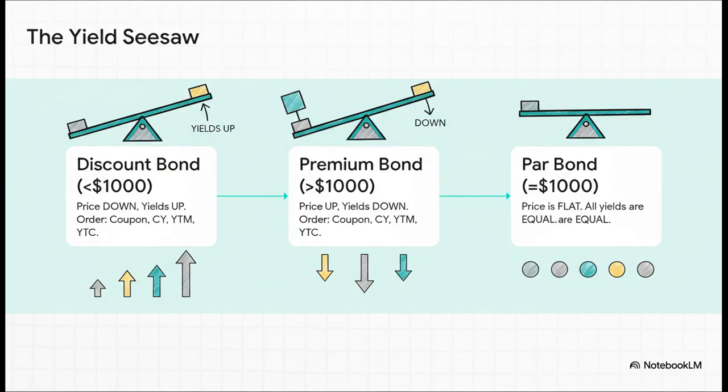Step 1, just ask yourself, is the bond at a discount or a premium? If it's a discount, the seesaw tilts the yields up. The order is always coupon, then current yield, then YTM, then YTC. If it's a premium, the seesaw tilts the yields down. The order is the exact reverse. And if it's at par, it's flat. They're all equal. That's the entire model.